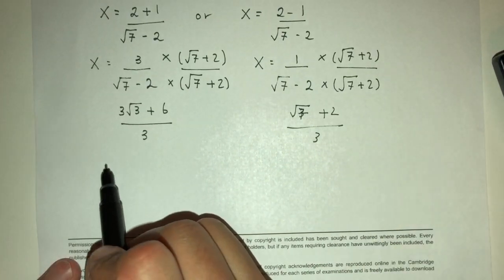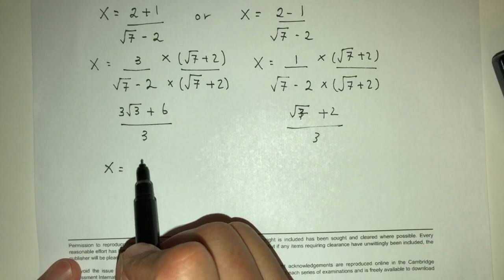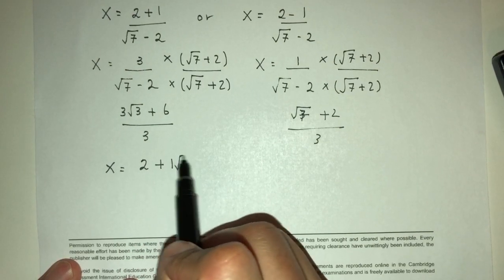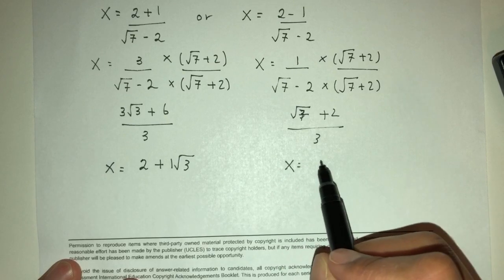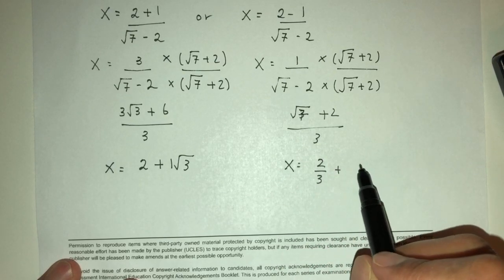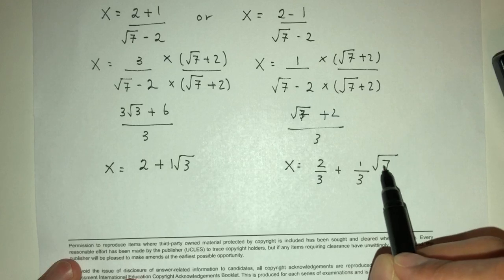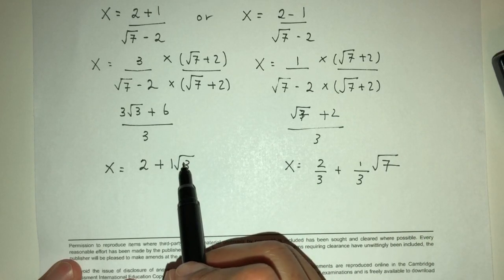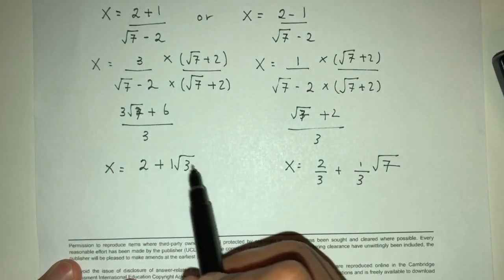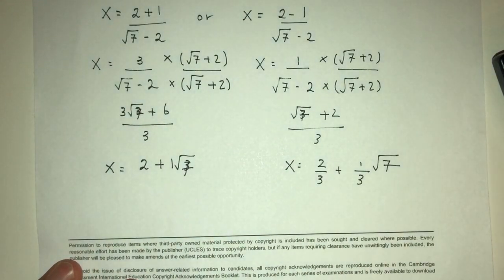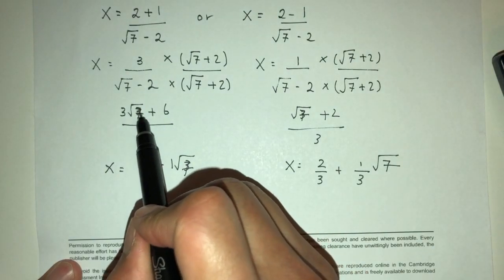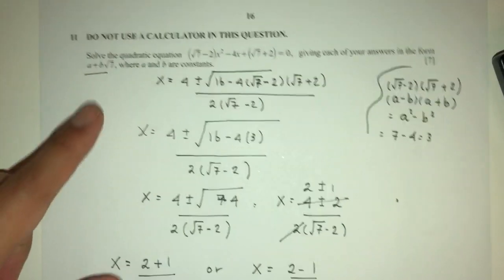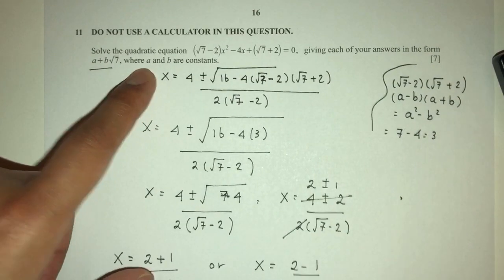So as you can see, x can be 6 divided by 3 will be 2 plus 1 root 3, or can be 2 over 3 plus 1 over 3 root 7. This is root 7, not root 3. I don't know why I made those silly mistakes, but I can see that this is not 3, this is 7. Okay, so basically these will be answers in the form of a plus b root 7, where a and b are constants.